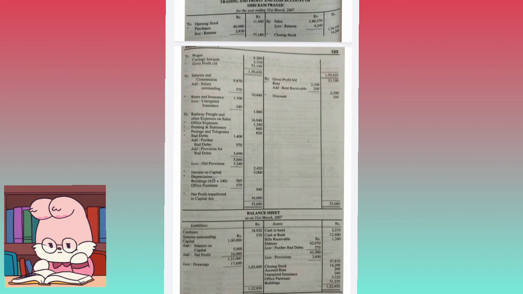Office furniture 3,500, so we are having a depreciation on furniture 5%, so 5% of 3,500 comes to 175. So take this to the debit of the P&L and deduct the amount from the asset side of the balance sheet from the furniture.